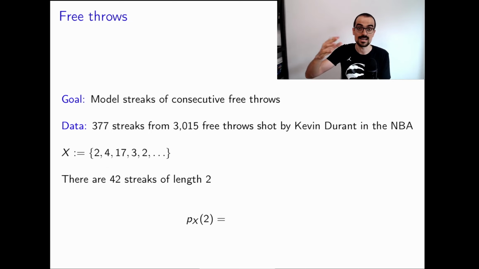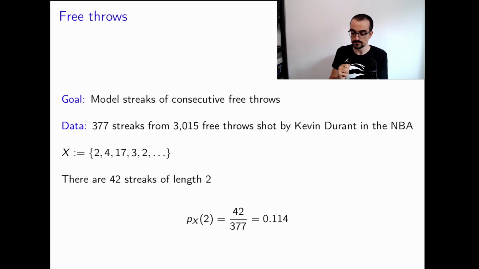So now, let's think about how we compute the empirical PMF. There are 42 streaks of length 2. So can you tell yourself, because I won't be able to hear you, what is the empirical PMF at 2? What we do is we apply empirical probability, 42 divided by 377. Okay, so the probability that a streak has length 2 is around 11%, according to this data.